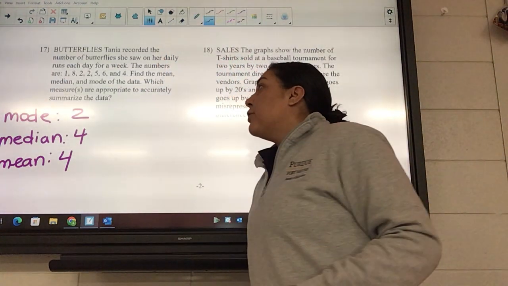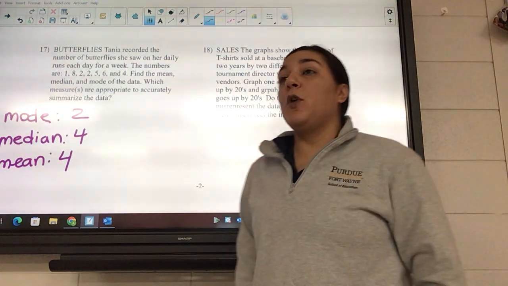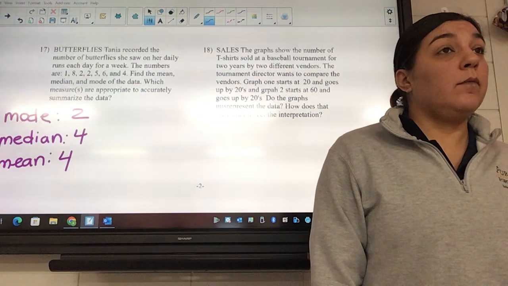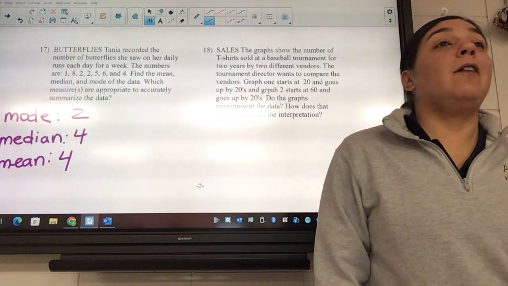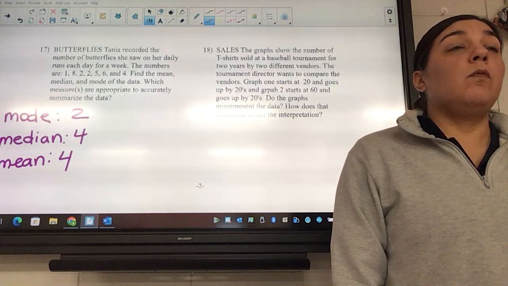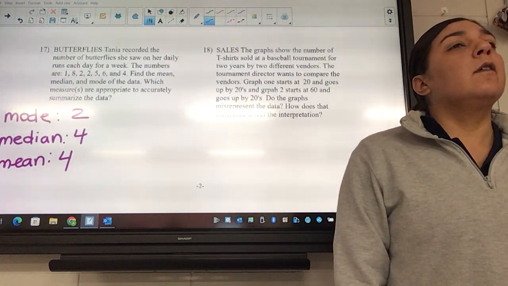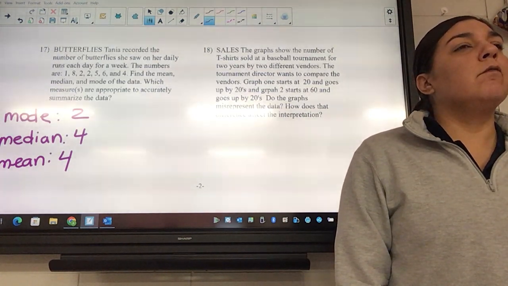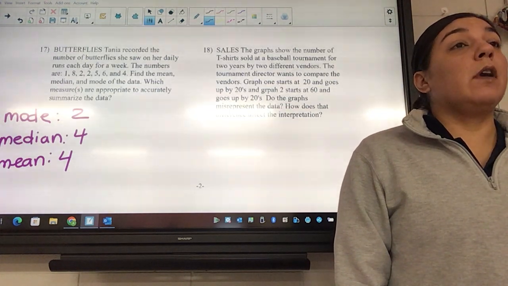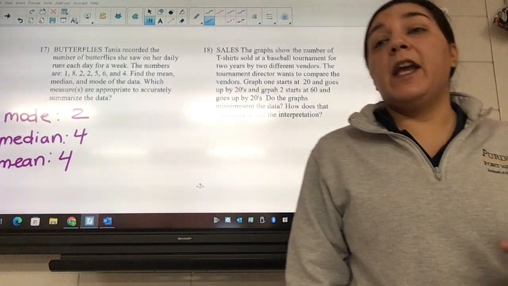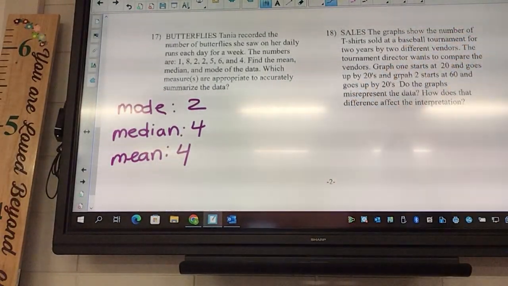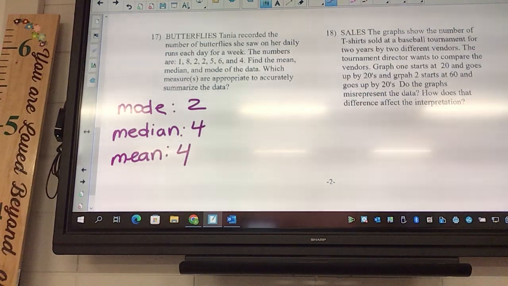Which measure or measures are appropriate to accurately summarize the data? So, is there an outlier? Well, what is an outlier? We talked about this yesterday. What is an outlier? What is considered a weird number? Higher or lower, by a lot. Okay, so an outlier is something that is way higher or way lower than the rest. That is considered an outlier. It's kind of like an outcast. He don't fit in with the rest of the numbers. So, is there an outlier?